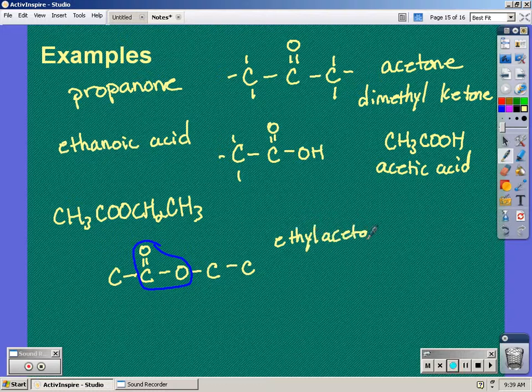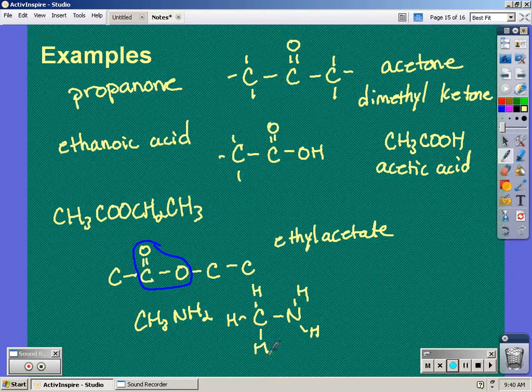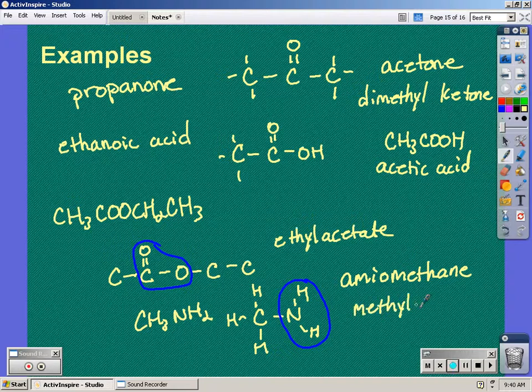If you have CH3NH2, you have a carbon with a nitrogen that's bonded to 2 hydrogens, and then it would have 3 hydrogens coming off of the carbon. You have 1 carbon and you have an amino group because of the nitrogen. So that would be aminomethane. You could also flip that and call it methylamine. So that's just looking at it going back the other direction.